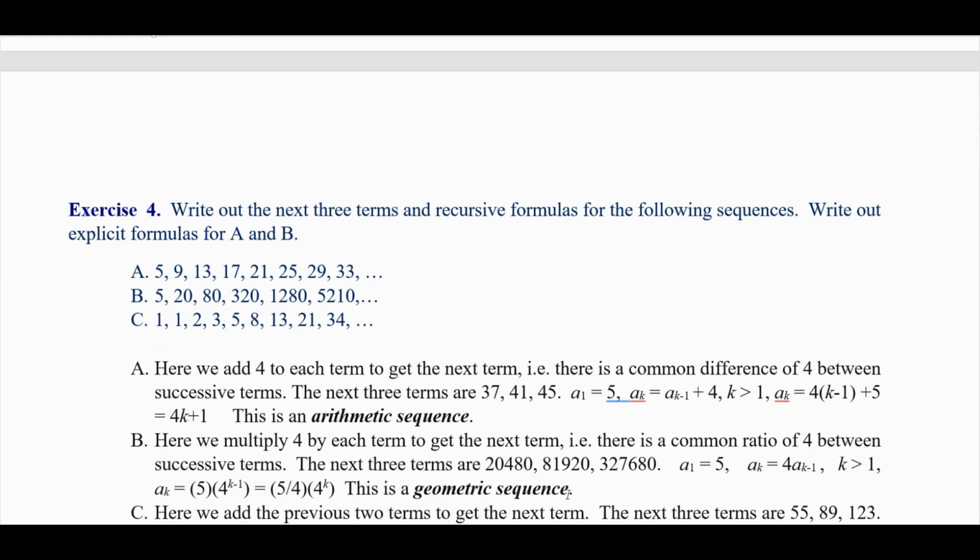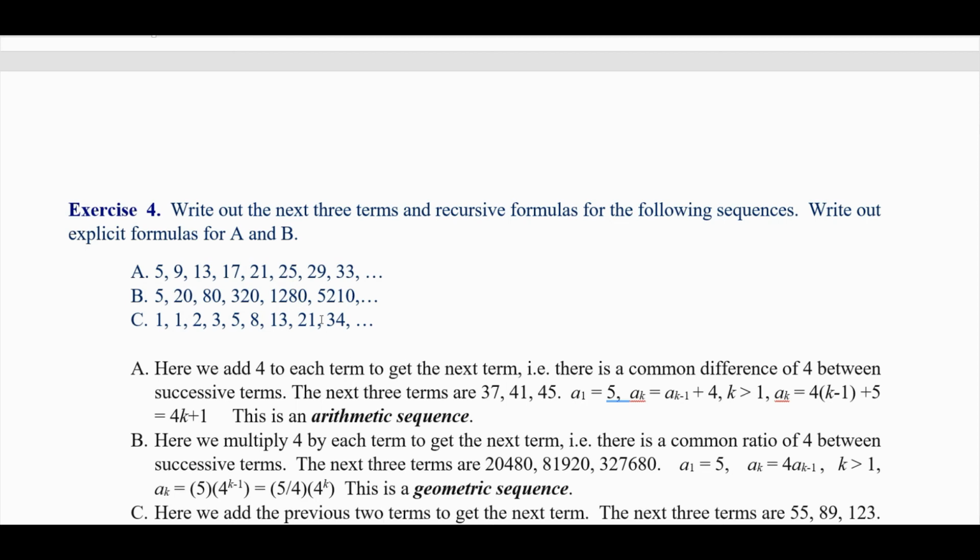The next one is we multiply each term by 4 to get the next term. So again, we start with 5. A sub 1 is 5. But then a sub k is 4 times a sub k minus 1 for k bigger than 1. So let's check that out. 5 times 4 is 20, times 4 is 80, times 4 is 320, times 4 is 1280, times 4 is 5,210.